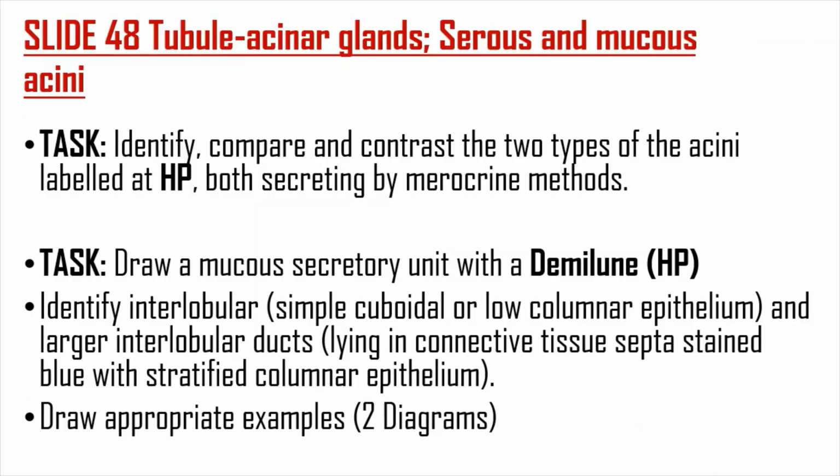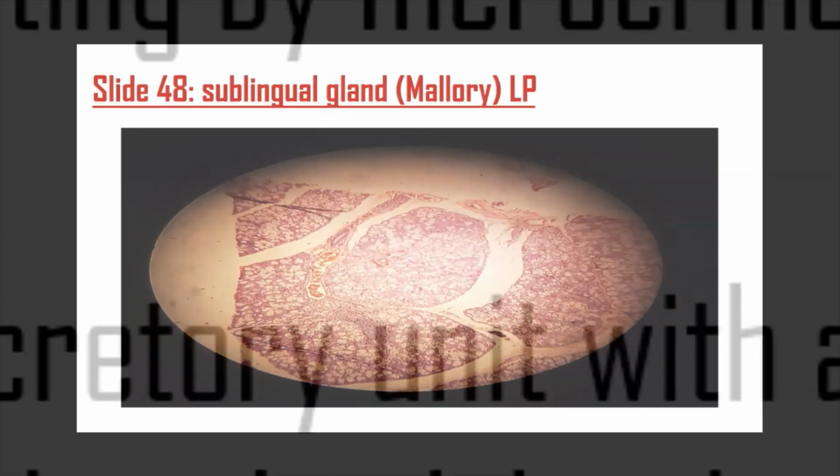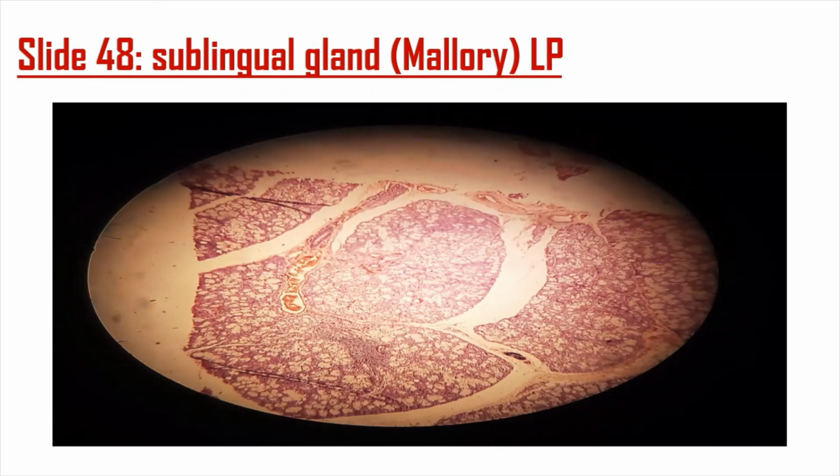Okay, now let's look at the serous and mucous acini. So these glands are mixed glands. These are glands that are found in the sublingual gland. So you identify, compare, and contrast the two types of acini labeled at high power. This is secreted by merocrine secretion. So this is your sublingual gland at low power.